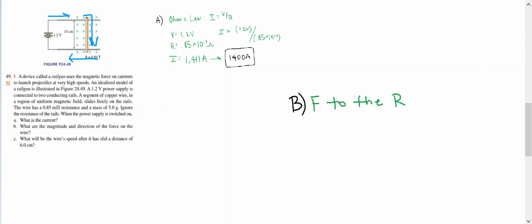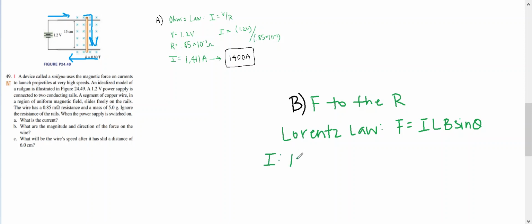And to find the magnitude of force, we use Lorentz law, which states that force is equal to current times length of the wire times magnitude of B field times the sine of the angle between B field and the wire, which in this case, if we look at the B field, it's going directly back into the page. The wire is sliding side to side, therefore they intersect perpendicularly, as mentioned before, so they have a sine of 90. So we solved for the current in part A, 1,400.